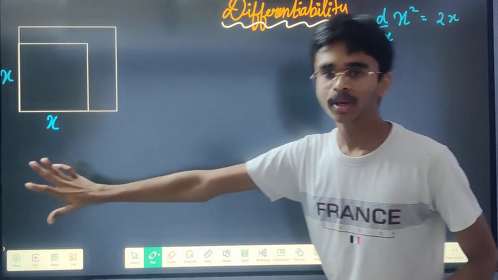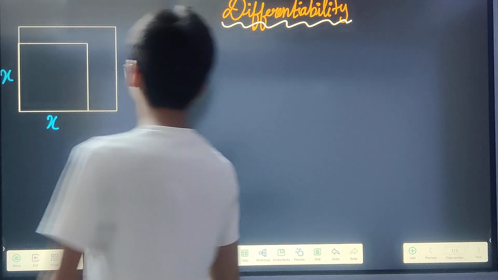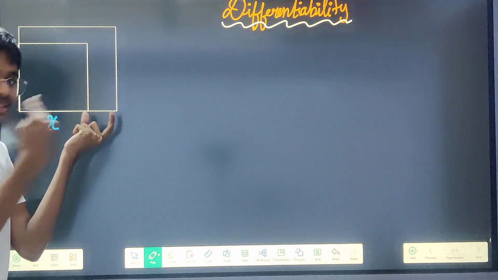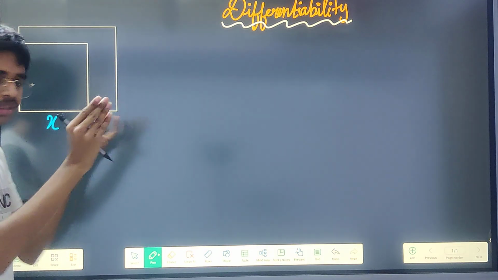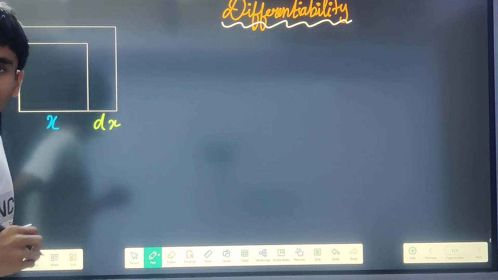At last we are going to get 2x as an answer. This is also not that good in handwriting, so I'm going to erase that. So the increased length is there, right? This length is what has got increased. From this length I have increased a unit length, and that unit length is going to be dx.